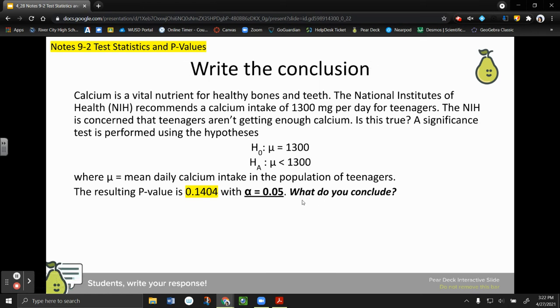So based off of that, what do we conclude? Well, when we fail to reject, I'm just going to say it verbally. Since our p-value 0.1404 is greater than alpha of 0.05, we fail to reject our null hypothesis. We do not have enough evidence to conclude that the mean daily calcium intake in the population of teenagers is less than 1,300 milligrams per day. So again, I'm just putting in context. That's the alternative hypothesis in words.